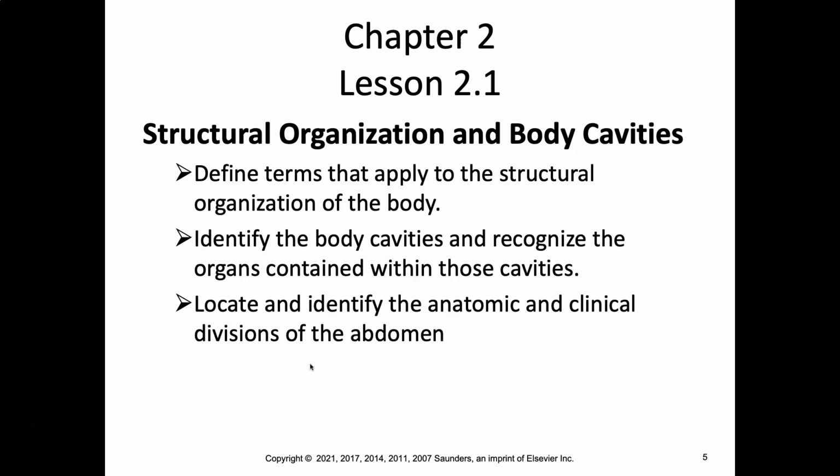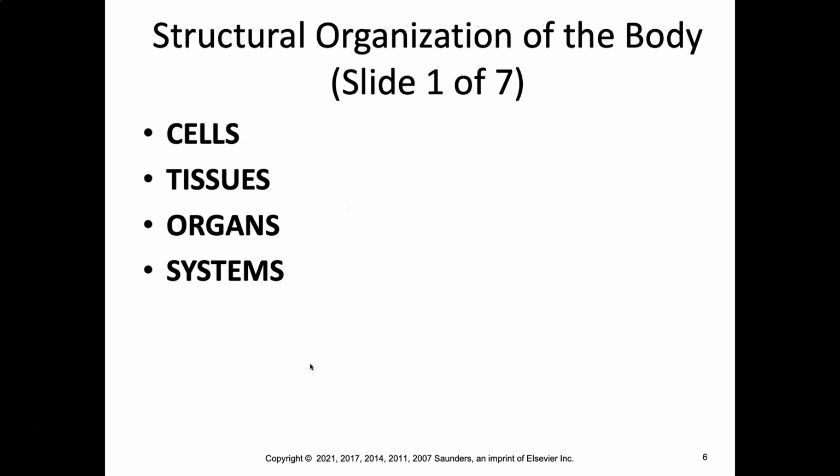We want to define terms that apply to the structural organization of the body, identify those body cavities, and recognize the organs that are contained in those cavities, as well as locate and identify the anatomic and clinical divisions of the abdomen. But one of the ways that we can start off is by looking at the structural organization of the body. On the very most basic level, there are cells. Cells then work together to form tissues. Tissues work together to become organs, and organs work together in body systems.